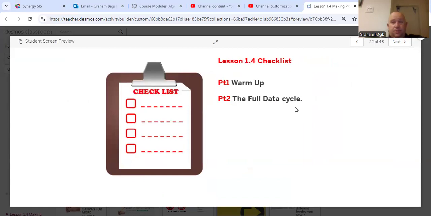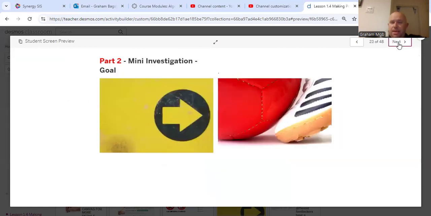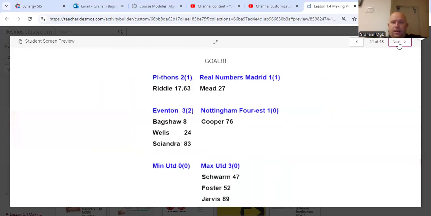So after our warm-up, this was literally all we spent our time on. Now, I introduced something called a mini investigation called Goal. And we talked about some soccer results, and we talked about things like you could look at the score at the end of the game, you could look at the score at halftime, you could look at the number of goal scorers or how many goals were scored, etc., etc.